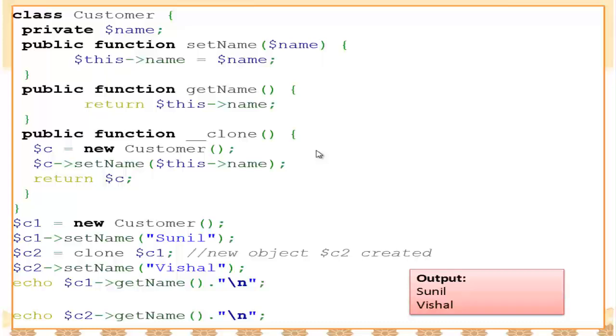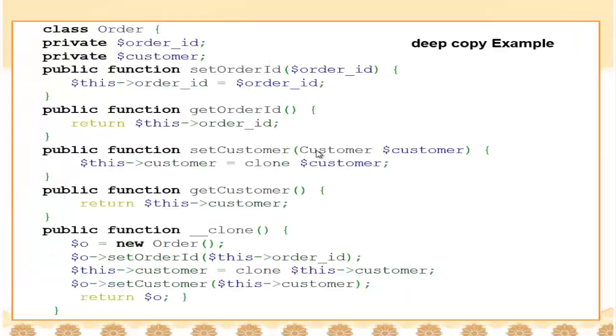So if you say C1 get name, it's going to be Sunil. C2 get name, it's going to be the new one. Okay. Now this is called bit copying.